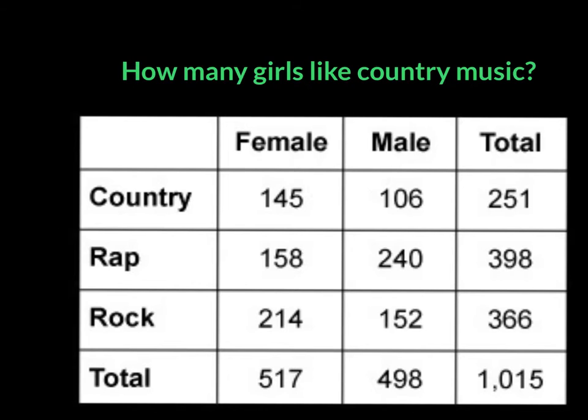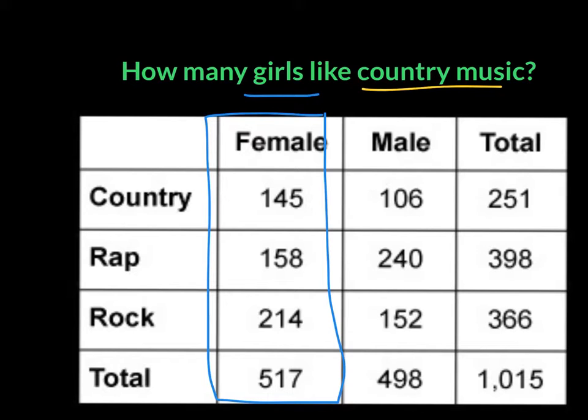All right, so here's an example of a two-way table. This is measured with a two-way table because it's categorical data. We're asking your gender and your favorite type of music. They want to know how many girls, so we're looking in the female column, how many girls like country music? So we're going to look in the country music row. Females that like country music, there's 145 that fit into that category.